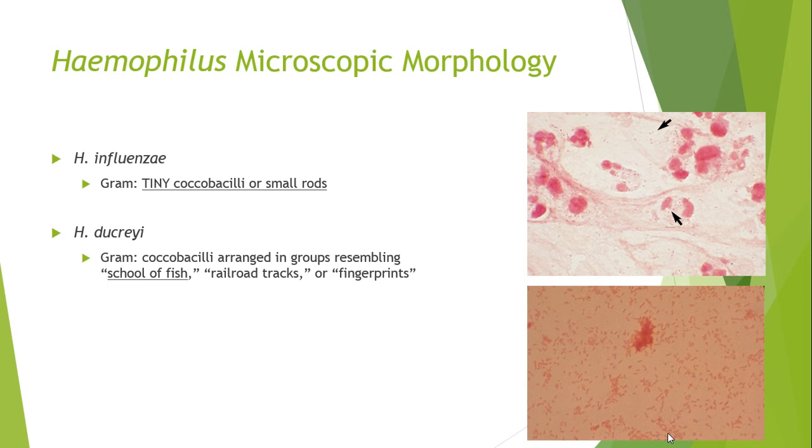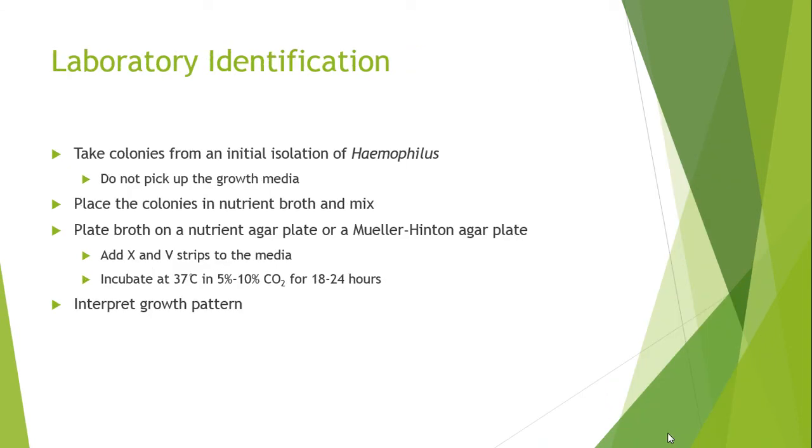Haemophilus ducreyi is coccobacilli also, and it resembles a school of fish. I couldn't find a picture of it, but they stay together. They're kind of all clustered together in a gram stain. So if you see school of fish or maybe railroad tracks or fingerprints where they're all kind of swarming together, you want to think of Haemophilus ducreyi. And they'll use that terminology on your test questions. I will, and the Board of Registry will.